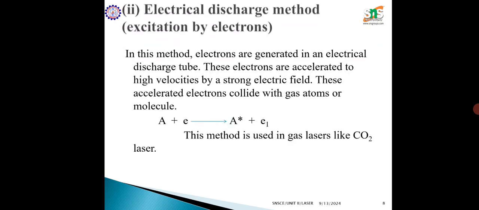This is the electrical discharge method. Here the atom is first excited by electrons, which is represented by the equation A plus e. A is the atom, and it is excited by the electron and moves to the excited state. A star indicates the atom present in the excited state, and after that the electron comes back to the ground state. This type of pumping method is used in gas lasers. An example is the carbon dioxide laser.